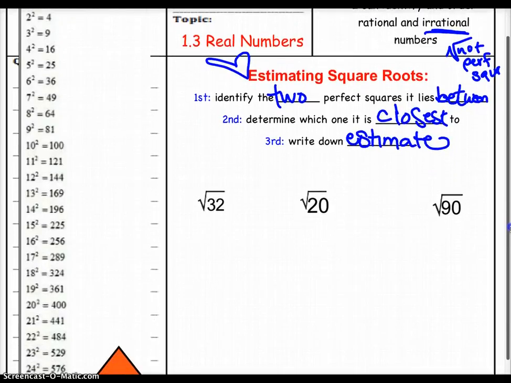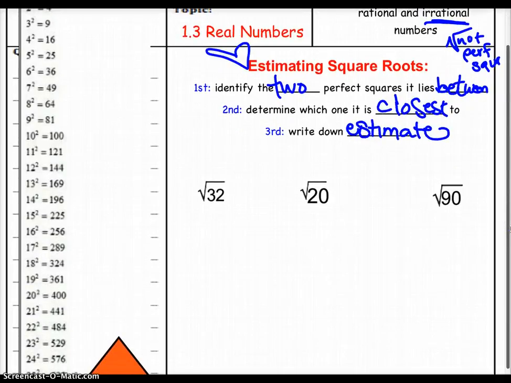So, the square root of 32. Which two perfect squares does 32 lie between? It lies between 25 and 36, doesn't it? Yeah. So this is what I do. 25, 36. The square root of 25 is what? The square root of 36 is what? So it lies between the number 5 and 6.